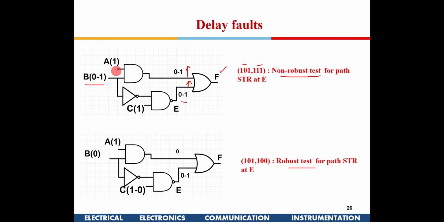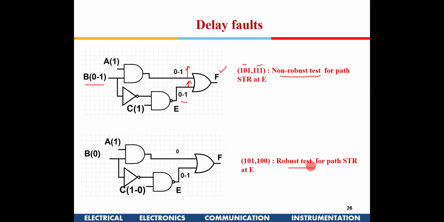Okay, just giving A as 1 and C as 1 and switching B from 0 to 1 will cause a rising transition at both these places. So this is not a very good test vector. It is a non-robust testing.